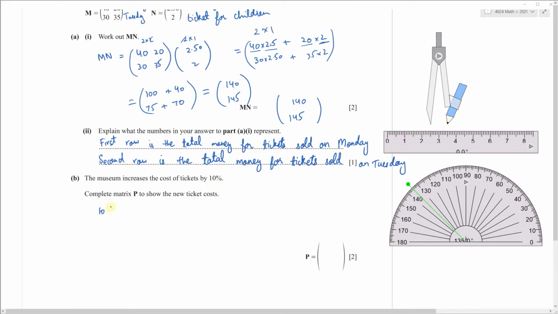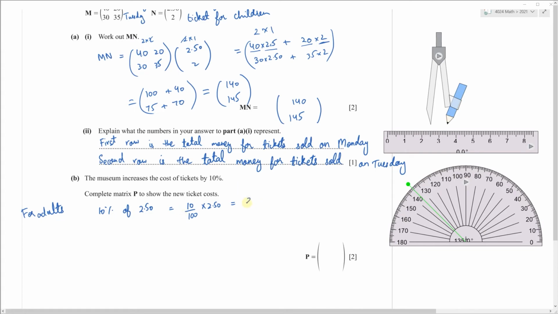So let's take 10% of 2.50. So we're calculating for adults. So 10% of 2.50 is 10 divided by 100 into 2.50. So this will become 0.25.